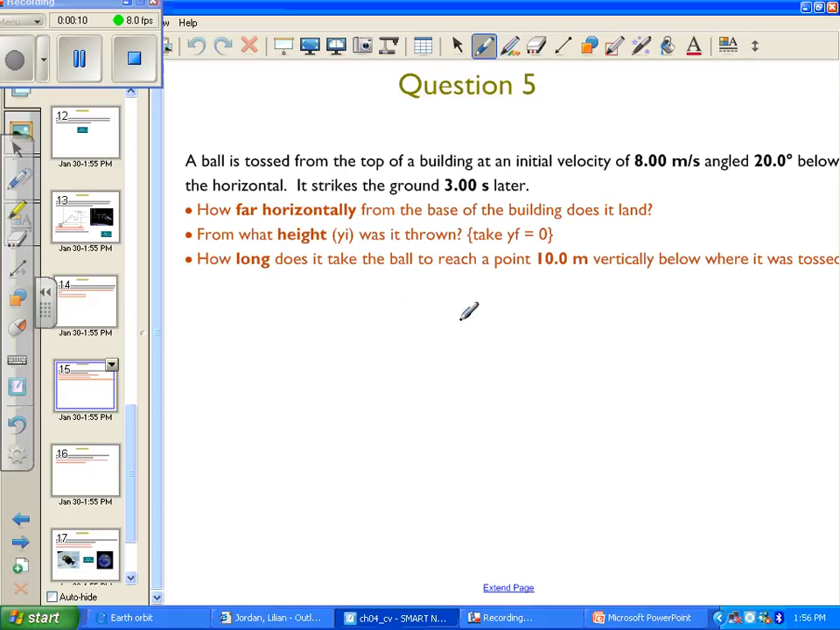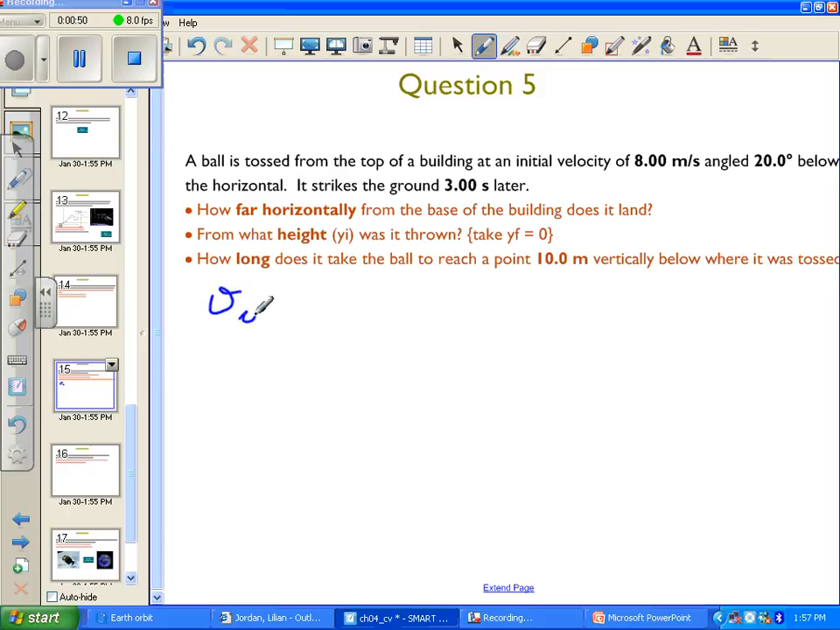Here, question 5 says, a ball is tossed from the top of a building at an initial velocity of 8 meters per second, angled 20 degrees below the horizontal. It strikes the ground 3 seconds later. The first thing we're asked to solve for is how far horizontally from the base of the building does it land, from what height was it thrown, and how long does it take for the ball to reach 10 meters below its starting position. All right, so let's make a note of the quantities that have been given to us.